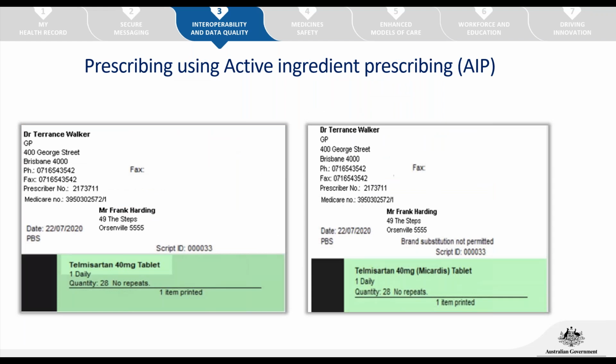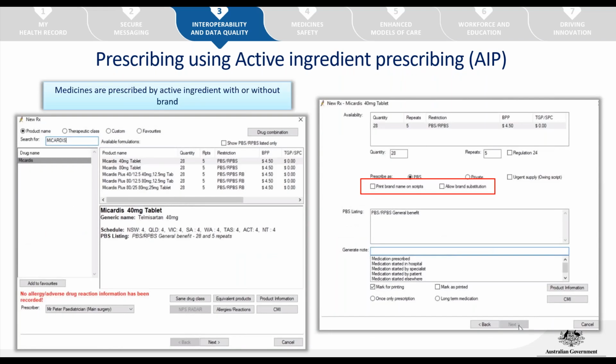So it is important to note that you can search and select your medicine according to the active ingredient or the brand, depending on which software you're using. But in most cases, like we said, your workflow won't change. So for example, with our test patient Frank, if we want to prescribe Mycardis, we can search Mycardis, which of course is the brand, not the active ingredient, and still select it from the list of medications.